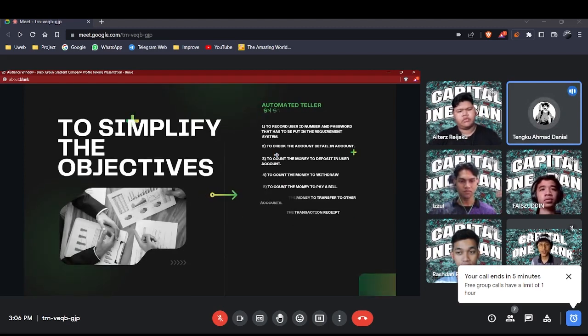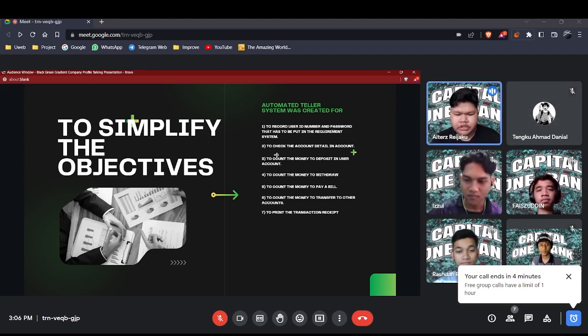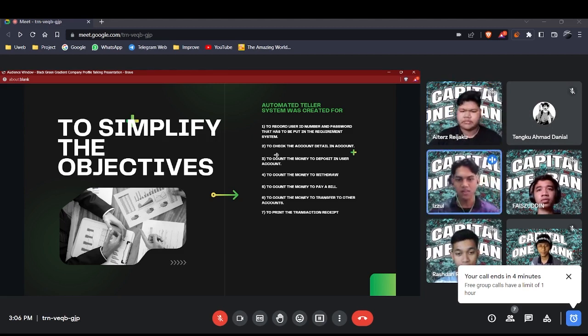Now, let's go through the simplification of the objectives we have seen before. The automated teller system was created for, first, to record the user ID number and password that have to be entered into the system. Second, to check the account details in the account. Next, to count the money to deposit in the user account. Four, to count the money to withdraw. Five, to count the money to pay a bill. Six, to count the money to transfer to other accounts. And the last one, to print the transaction receipt.